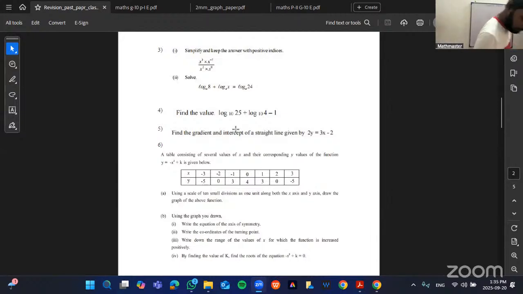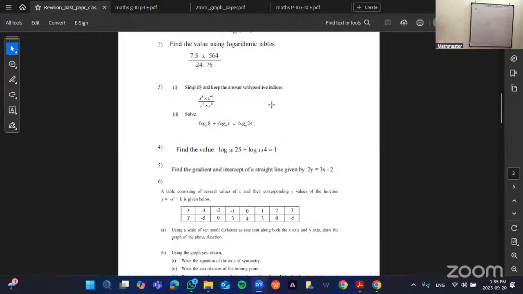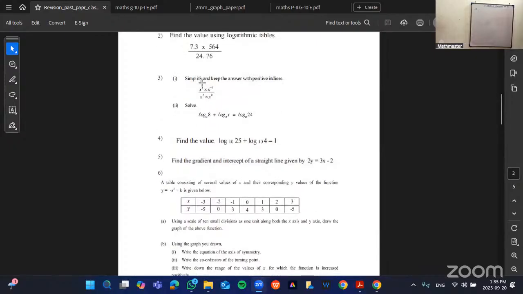The third question. What does it say? It says to simplify, right? Yes. Third one, first Roman number. Simplify and keep the answer with positive indices. You have to keep it in positive indices. Remember, they say the word positive indices, right? Okay. x^3 into x^-7 divided by x^2 into x^0. x power 3 into x power minus 7 over x power 2 into x power 0.